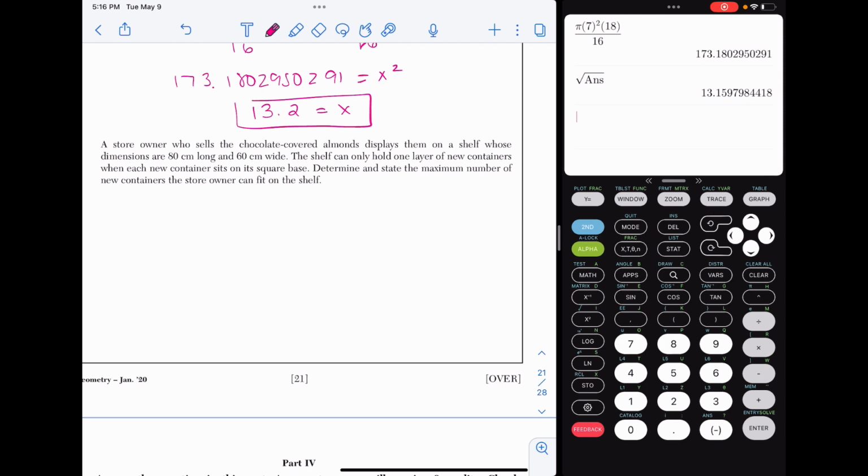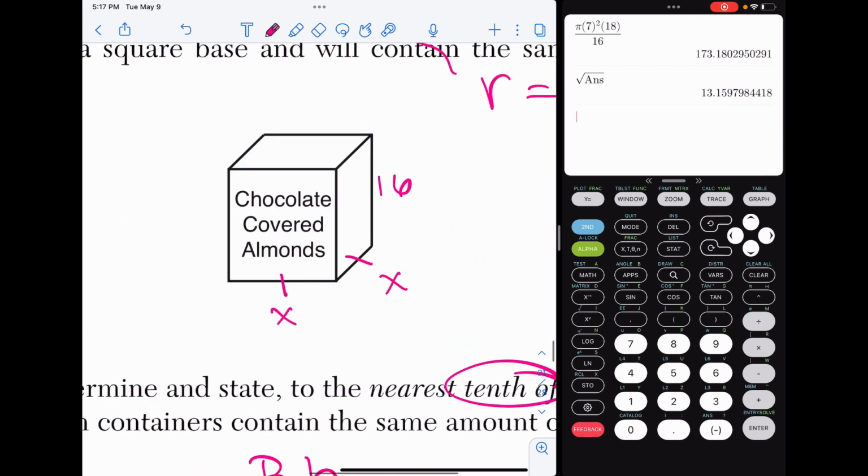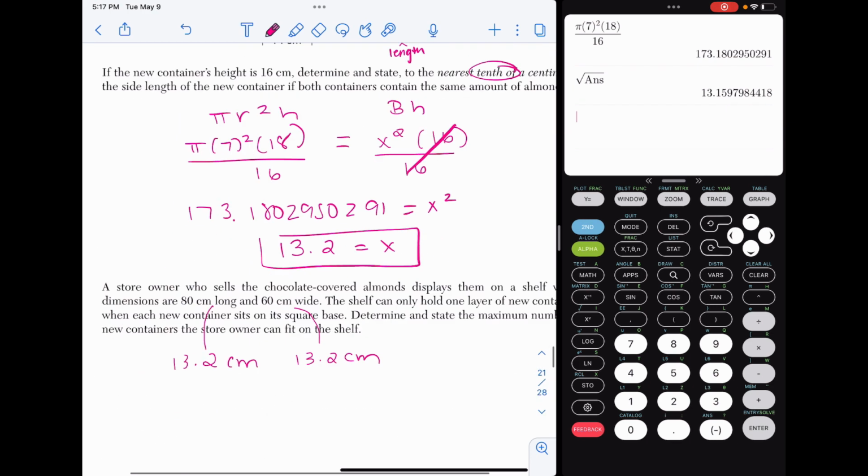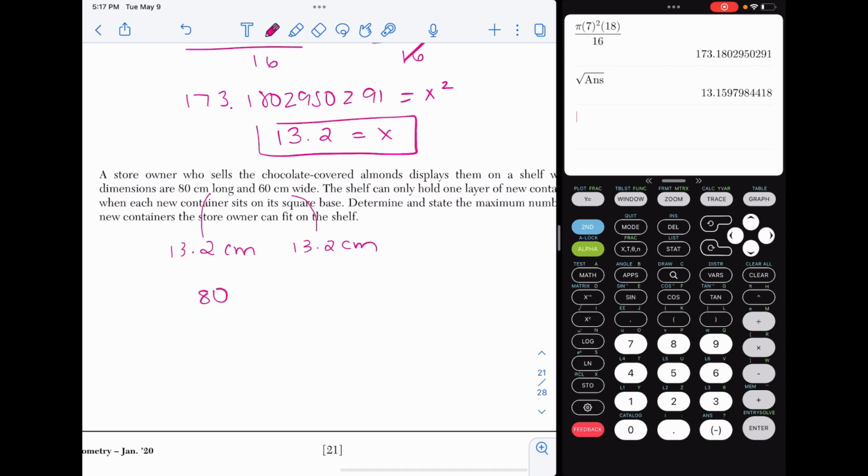We know the dimensions of how big this shelf is. We know it's 80 centimeters long, and we know that the container is about 13.2 centimeters long. Okay. Then we basically know that the width of the shelf is 60, and we know the width of the new container is 13.2 centimeters. Go back to the picture up here, right? Here's our length. Here's our width. They both are labeled X. That's what we found before to be that 13.2. So if the length of the shelf is 80, let's divide that by 13.2 to see how many we can fit.